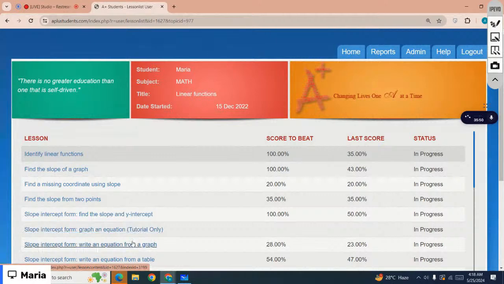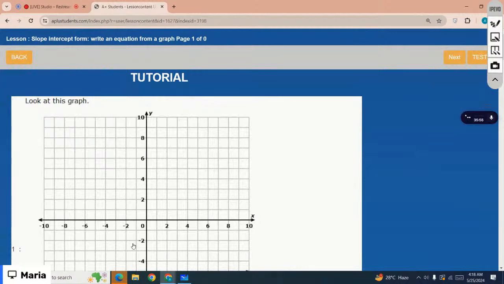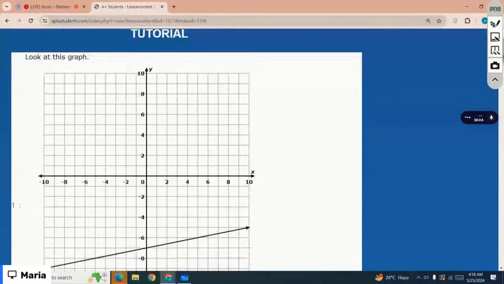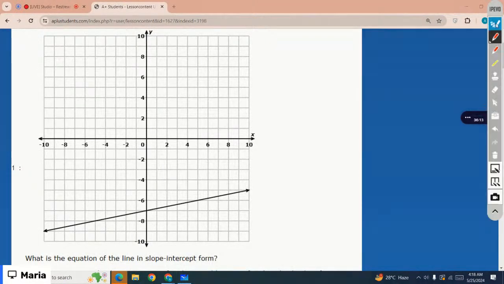The next lesson is slope-intercept form, write an equation from a graph. Look at this graph. What is the equation of the line in slope-intercept form? So the slope-intercept form is y equals mx plus b. You need two things, m and b. B is the y-intercept, the point where the graph is touching the y-axis, that is -7.